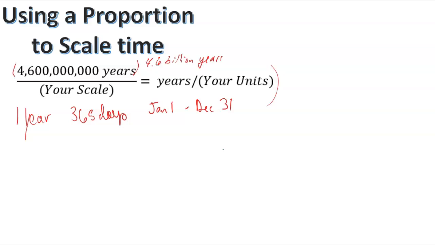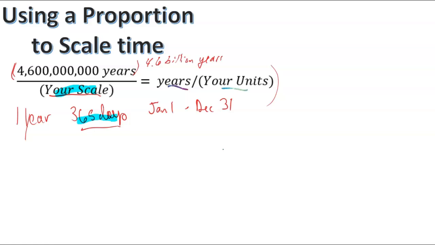In order to do this, we're going to use our equation. It's 4.6 billion years divided by your scale. In this case, I'm using 365 days as my example. What you're going to end up with at the end is years in your units. In our case, we're going to be getting years per day. So in one day, one 24-hour period, this calculation tells us how many years are contained in that one calendar day.